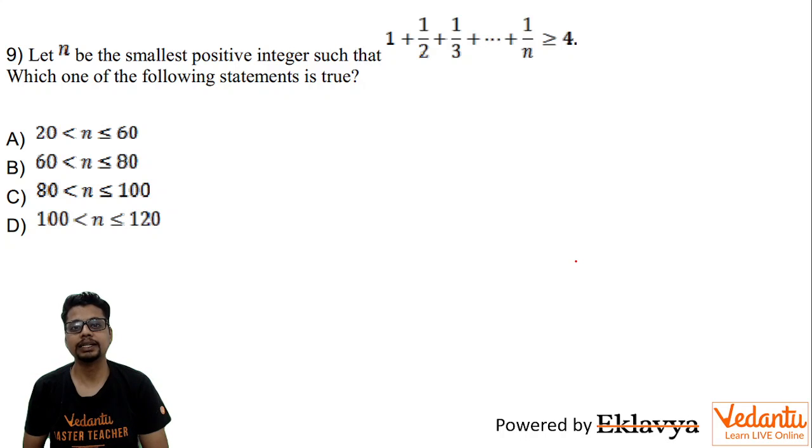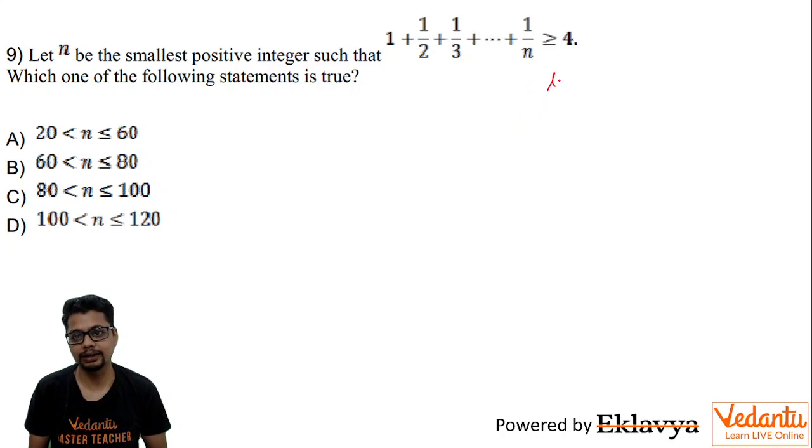We are discussing KVPY 2017 SX and the question for this video is this. Let n be the smallest positive integer such that 1 plus half plus 1 by 3 plus so on and so forth plus 1 by n is greater than or equal to 4. Which one of the following statements is true? So we have to comment upon the range of n, where n is the smallest positive integer for which this inequality would hold. To solve this question, let's consider this inequality.